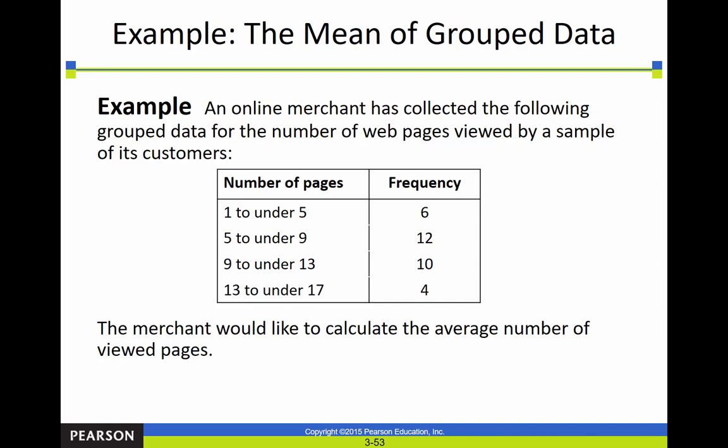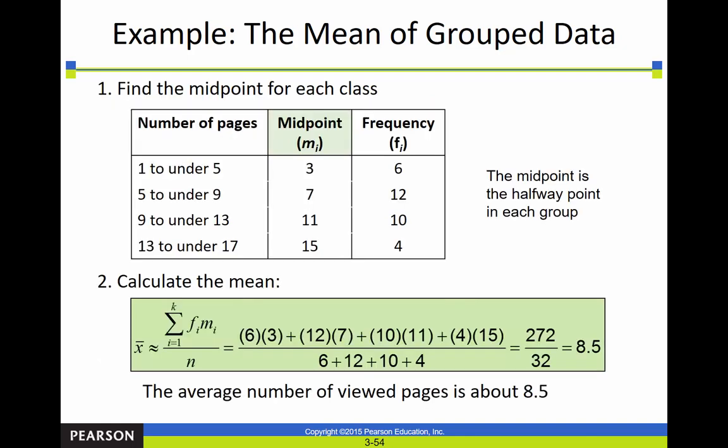Well, that's hard to do. So all we can do is really estimate it. So we'll find the midpoint between 1 and 5. 1 and under 5, we're going to call the midpoint 3. 5 to under 9, the midpoint is 7. 9 to 13, 11. 13 to 17, 15. And then we multiply that by the frequency of each. Looks a lot like a weighted average mean, doesn't it? And that gives us the numerator, and then the bottom we just do by the total frequency. So 6 plus 12 plus 10 plus 4. And that'll give us an approximate average of 8.5 pages viewed.